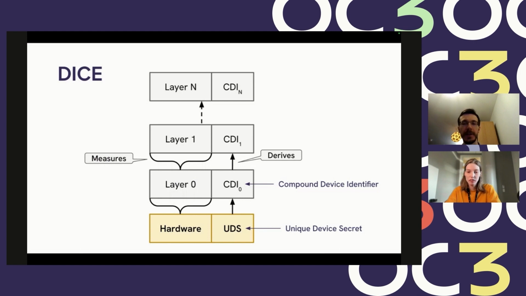DICE architecture was originally created to attest IoT devices from an IoT controller. In this use case, the IoT controller knows all of the UDS values of the corresponding devices, which means that it can derive all of the necessary keys and verify corresponding certificates. Next slide.